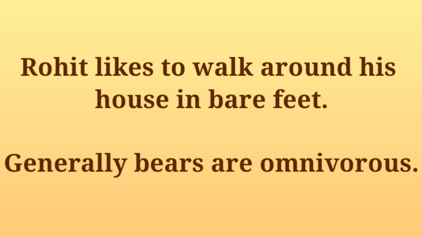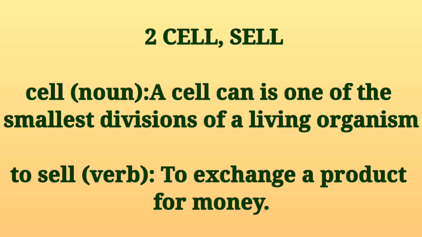Sentence: Rohit likes to walk around his house in bare feet, means not covered feet. Second, generally bears are omnivorous, means large mammals are omnivorous. Second, cell. Cell with the C is one of the smallest divisions of a living organism, and sell with the S means to exchange a product for money.